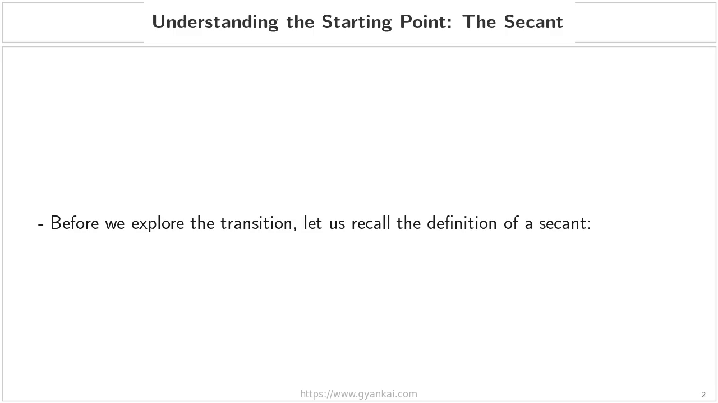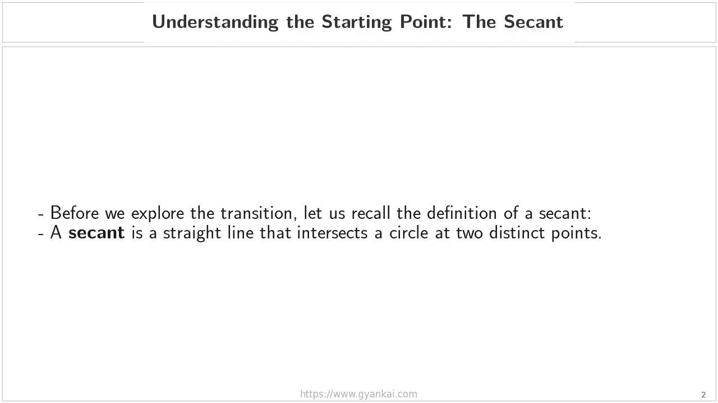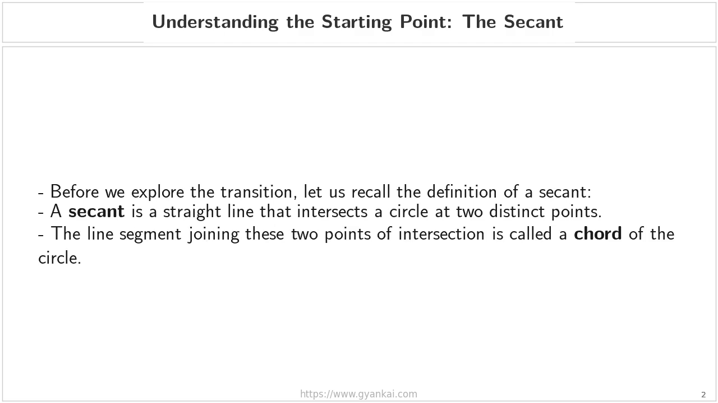Now, before we dive into the actual transition from a secant to a tangent, let's take a moment to refresh our memory on what a secant actually is. Think back to our basic definitions. A secant is simply a straight line that cuts through a circle, intersecting it at exactly two distinct points. Now, if you look at the part of that line that lies inside the circle, specifically, the line segment that connects those 2 points of intersection, we call that a chord of the circle.